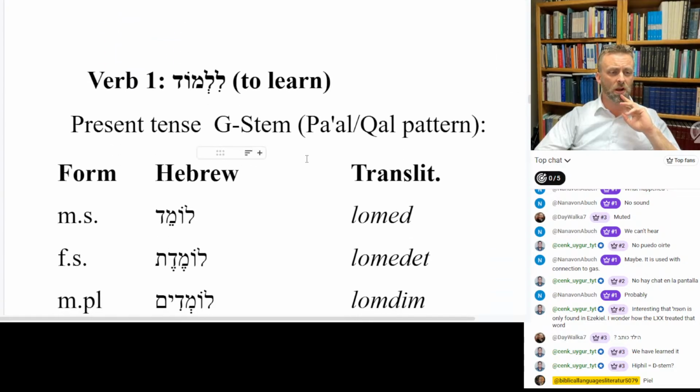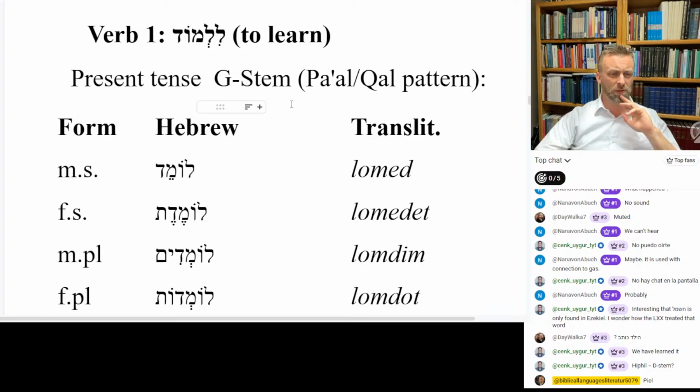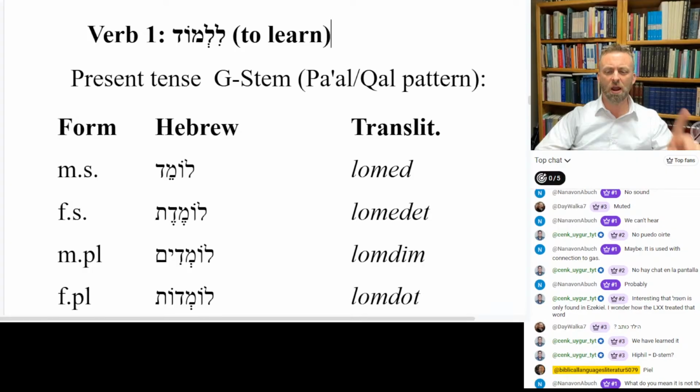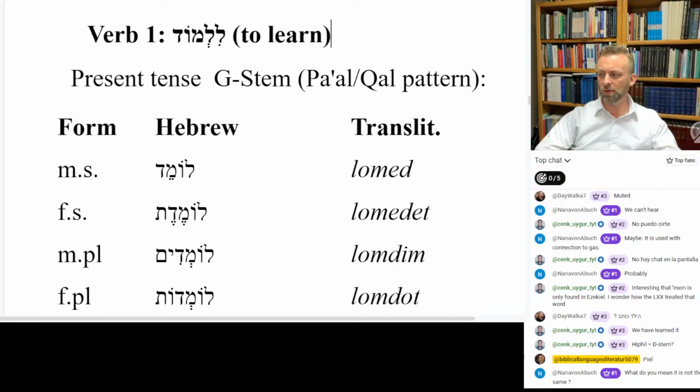All right. So here we go. Let's form the verbs. Okay. So we're going to start with lilmod, which means to learn. And I'm going to let you have a look at this for just a minute. Okay. Just take a minute. I need to get myself a drink of water and then I'll be right back. Give me 45 seconds and I'll be right back. But I want you to try to pronounce this chart out loud.